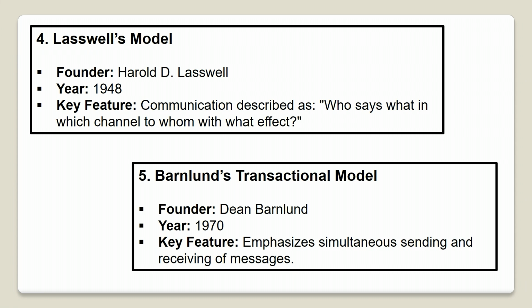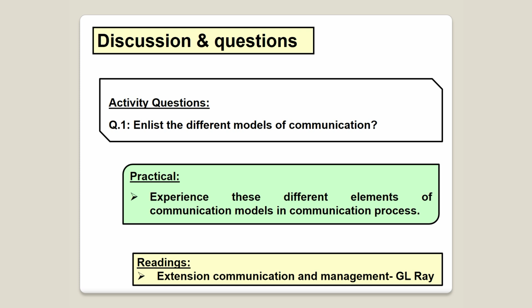Model number 5 is the Van Lout transactional model. It was founded by Dean Van Lout in the year 1970. The key feature of this model is that it emphasizes the simultaneous sending and receiving of the message, a process happening at a time. So, these are a few important models that we are discussing here.